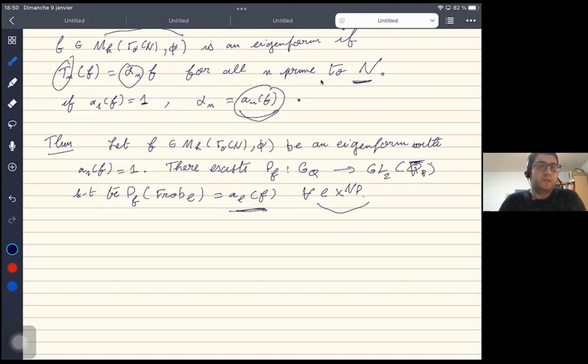And if f is new, I mean, it doesn't come from a modular form for M, where M divides N, then it will recover all the coefficients.